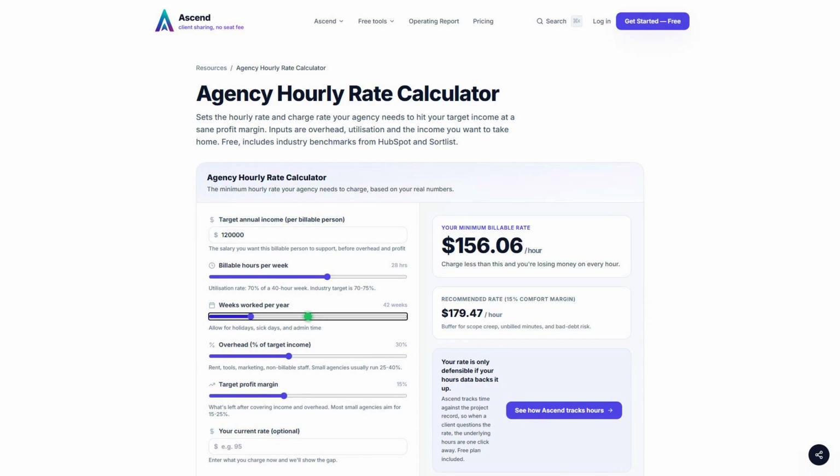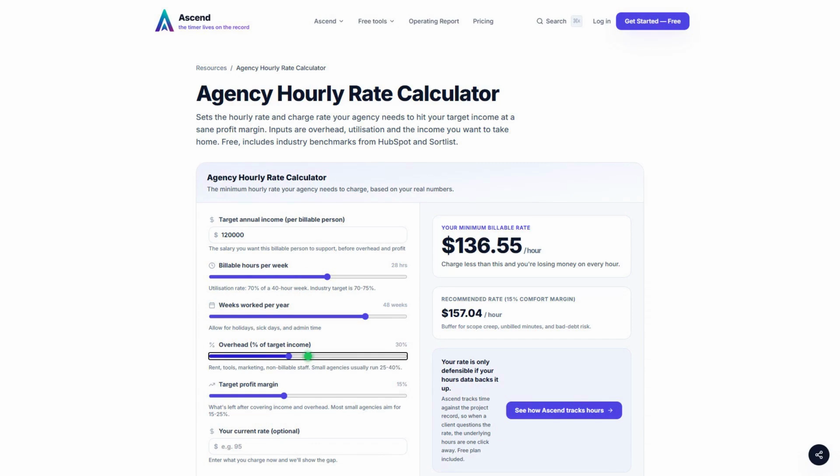And weeks worked in a year. Take a few off for holidays, sick days, and the admin that never gets billed. 48 is about right. Overhead is everything the business pays that isn't a billable salary. Rent, software, marketing, the non-billable team.